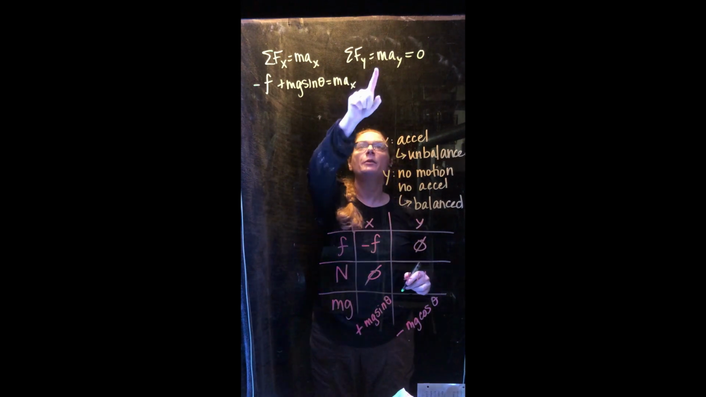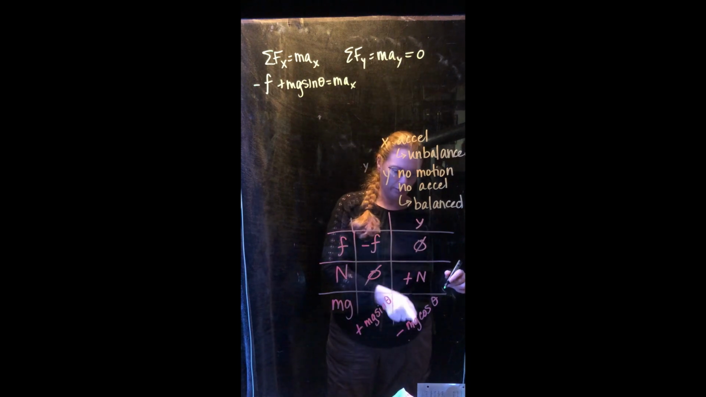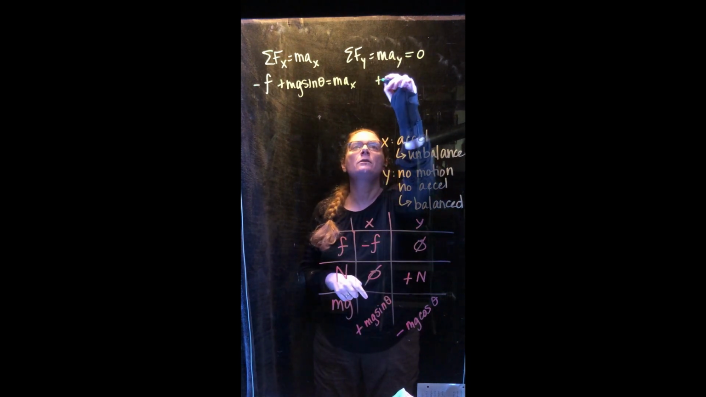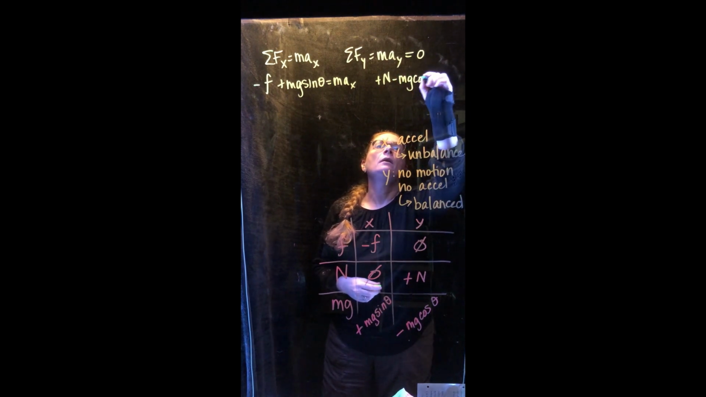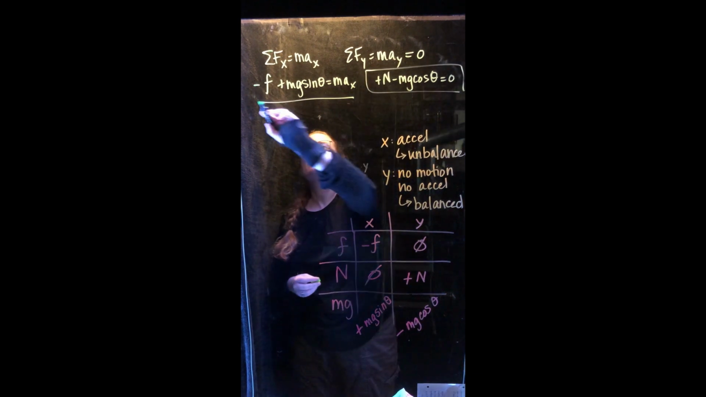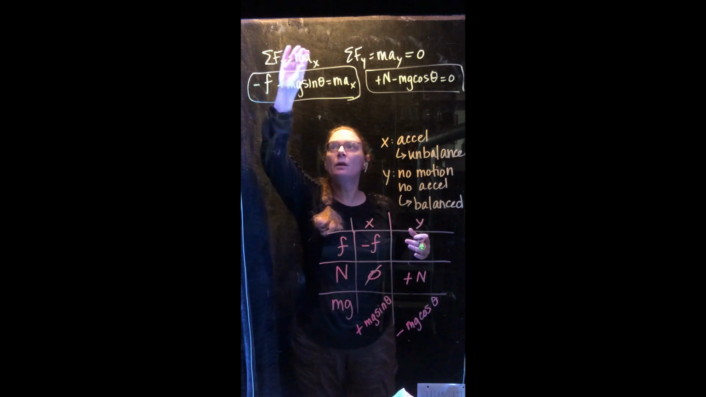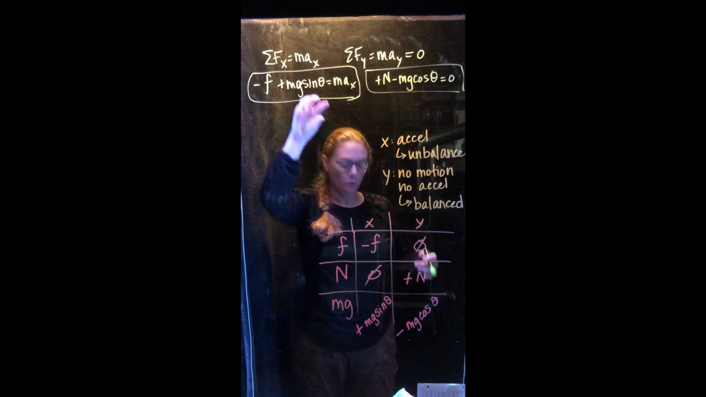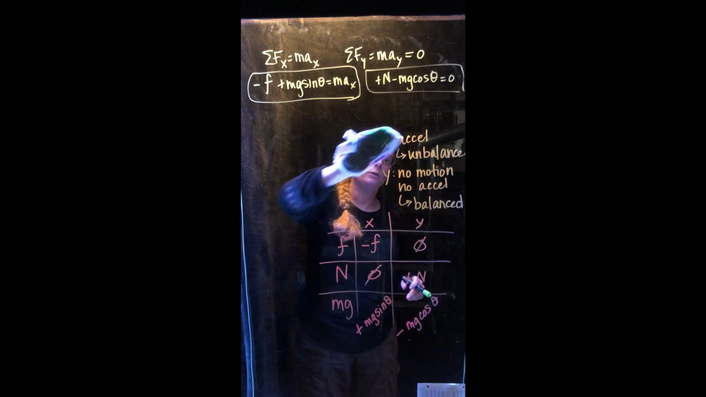All right, same thing in the y direction. Add up all the forces in the y direction, set them equal to 0. Straight down, nothing there. Plus normal minus mg cosine theta equals 0. So these two equations are kind of the core of a force problem. Using Newton's second law to get these equations is really the key to solving anything. All right, so I dealt with that.